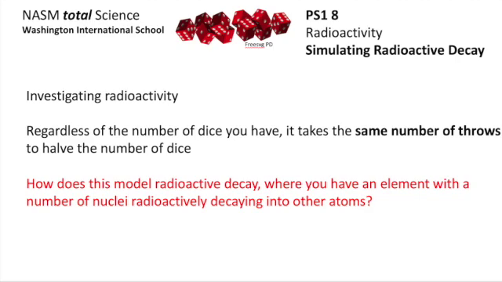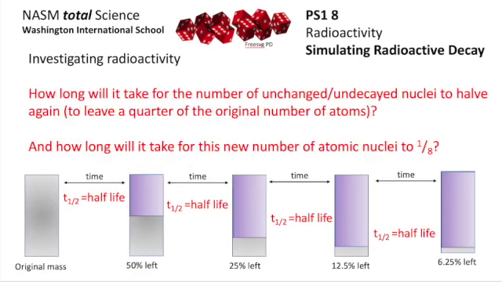Now, how is this going to model radioactive decay, where you have a sample of an element with a particular number of nuclei radioactively decaying into other atoms? And remember, not all isotopes of all elements are radioactive, so we're only looking at the radioactive ones. So how does it model it? And we've got a diagram here.